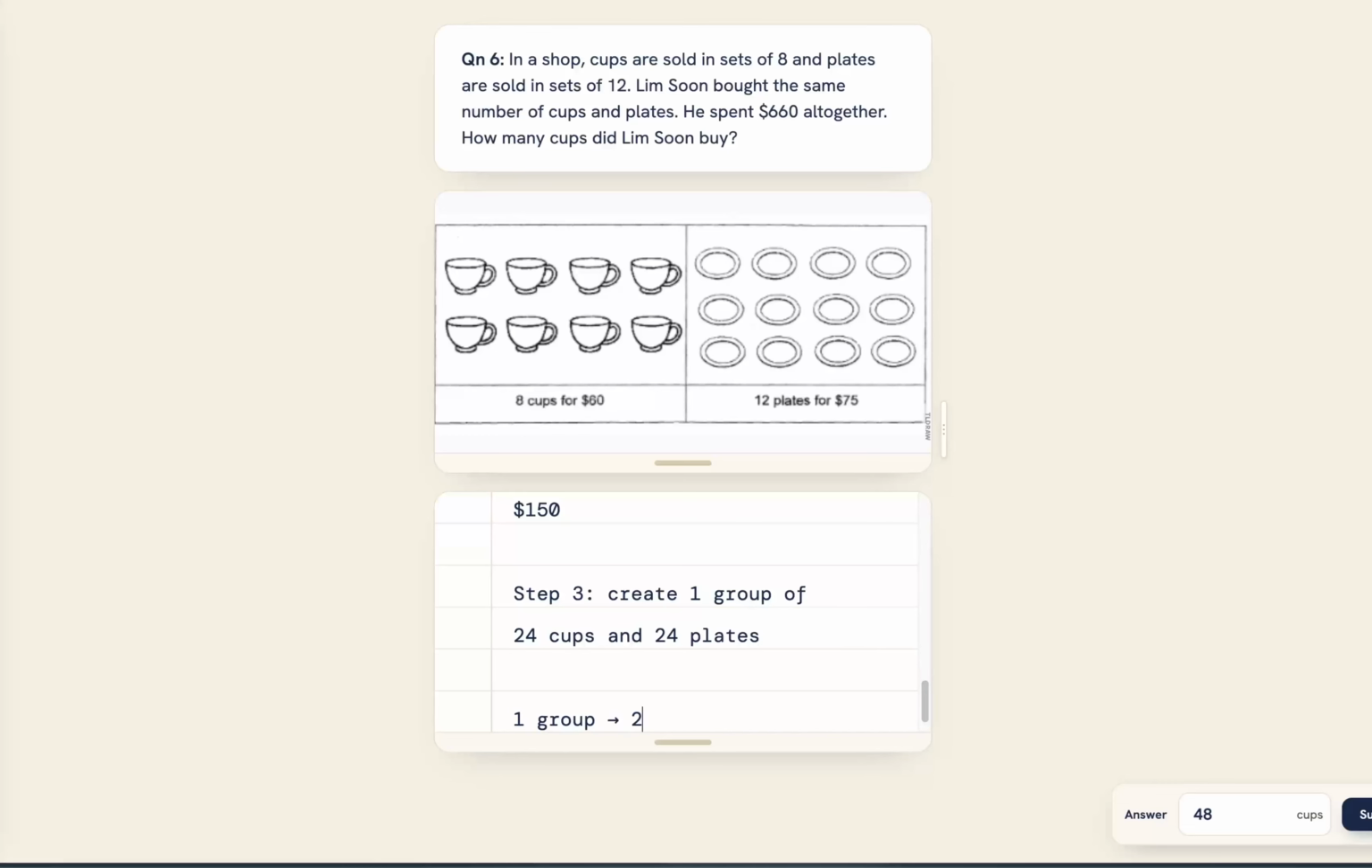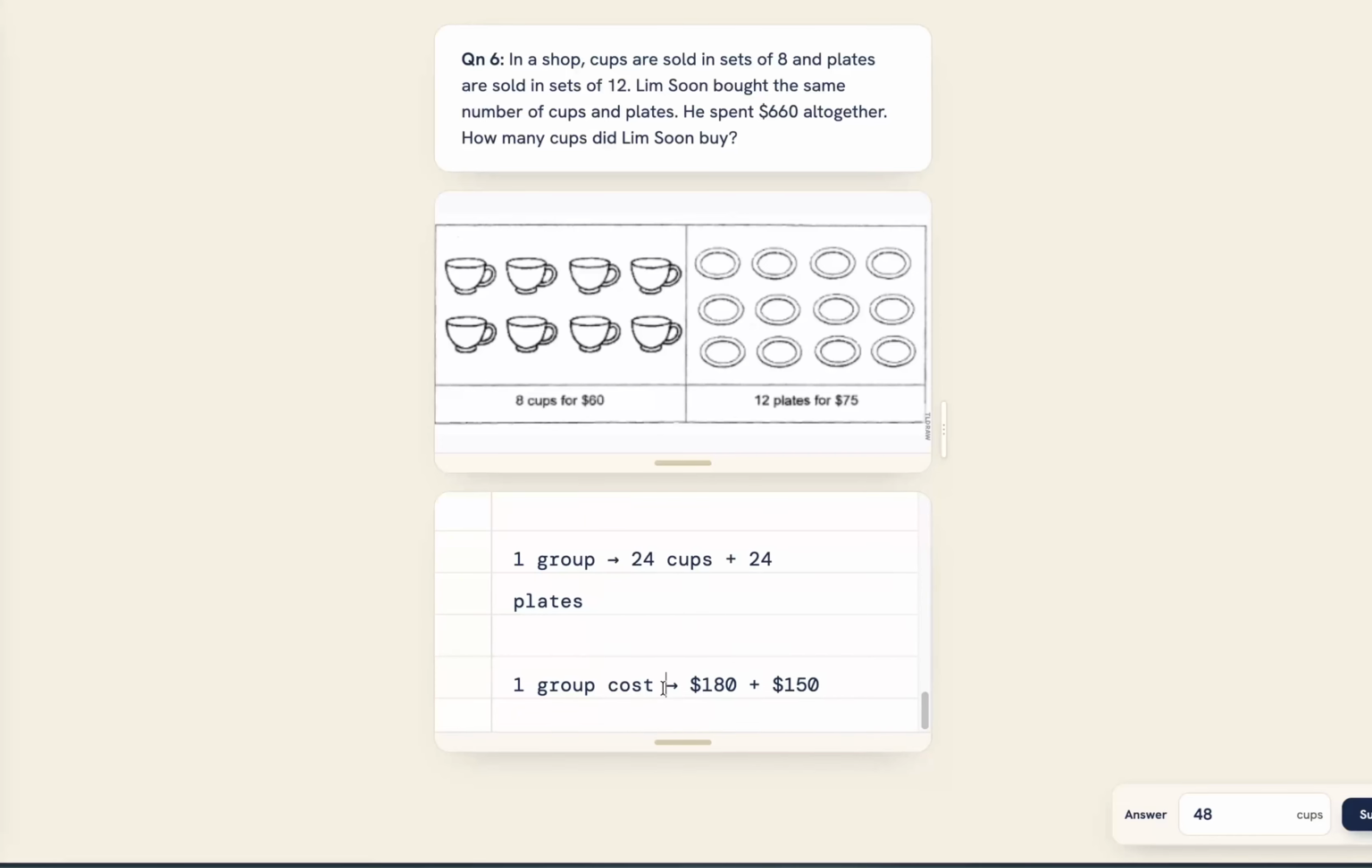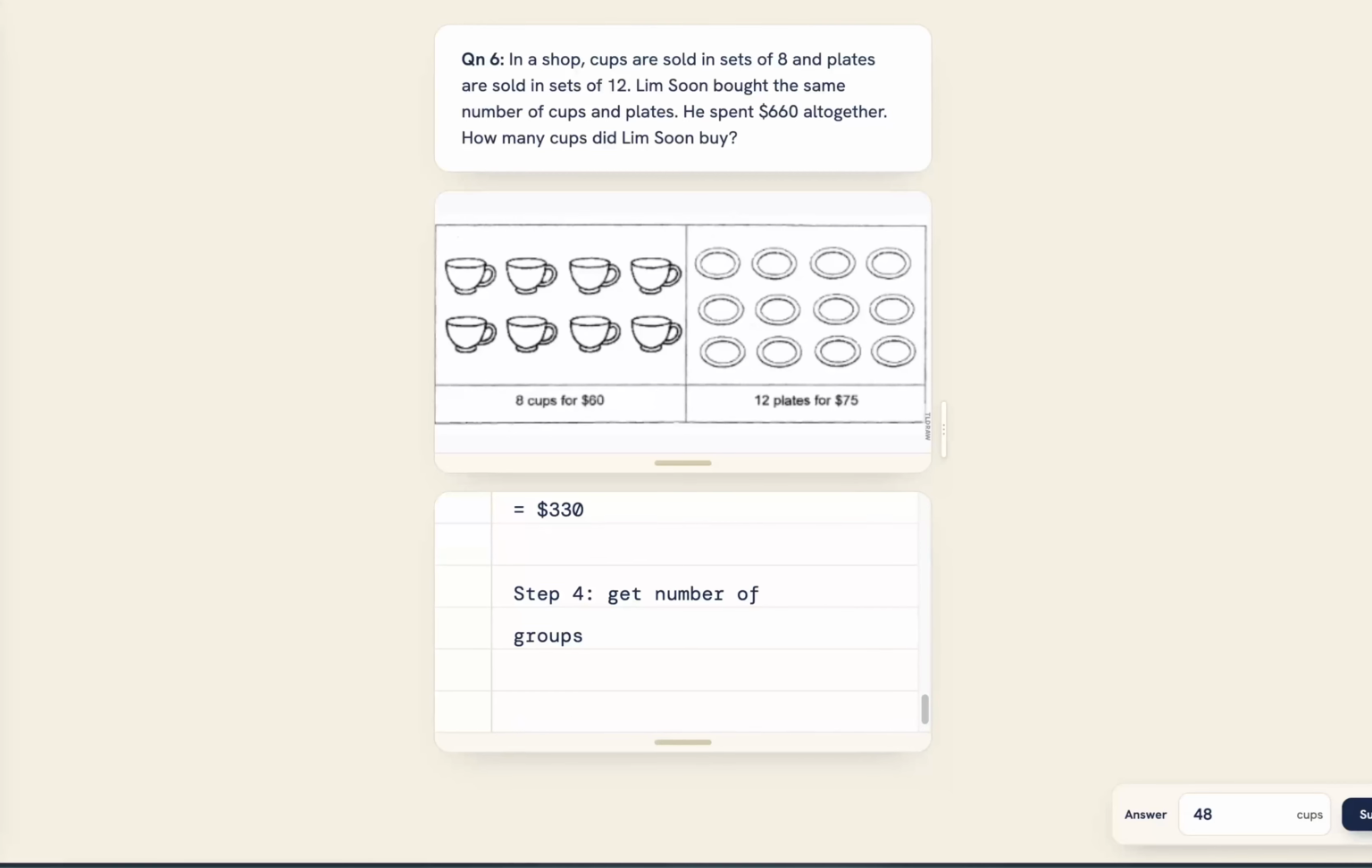Then step 3, create one group of 24 cups and 24 plates. So one group will be 24 cups plus 24 plates, and one group cost will be, we already calculated, $180 plus $150, and this will be equal to $330. So step 4, get the number of groups. The total is equal to $660. The number of groups is 660 divided by 330, which is 2. Then step 5, solve. Since there are 2 groups, and one group has 24 cups, 2 groups will be 2 times 24, and this will be 48. Okay, there you go. The answer is 48.